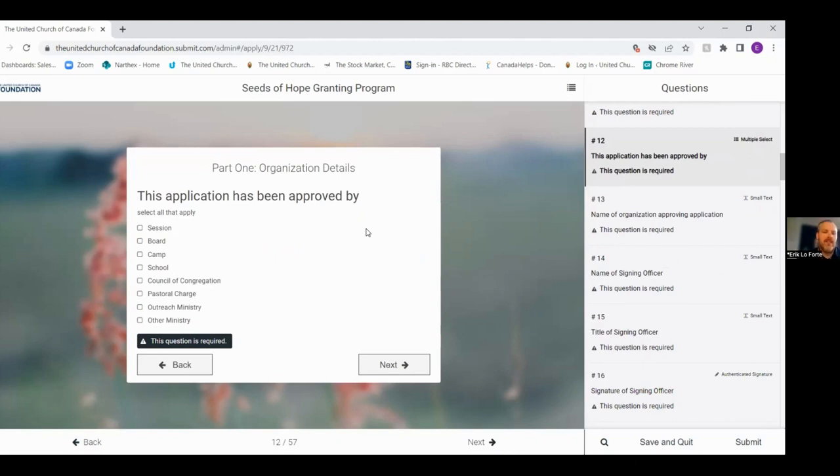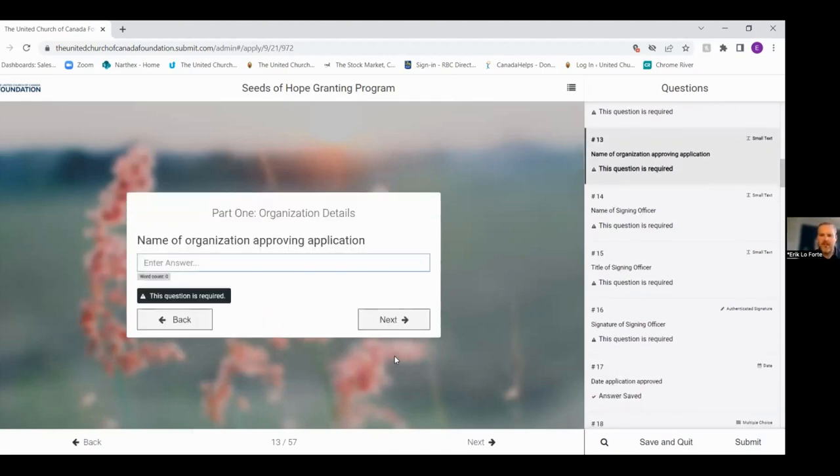The next question is, this application has been approved by, and then it gives you a series of things. So in some cases, we assume that this application would have been reviewed and approved by somebody. It's not just one person saying, I want to fill out this application, I'm taking a shot in the dark. The idea is that somebody has reviewed it and looked over it and said, yeah, this is a good idea, let's go for it. Let's apply for something and let's move this forward.